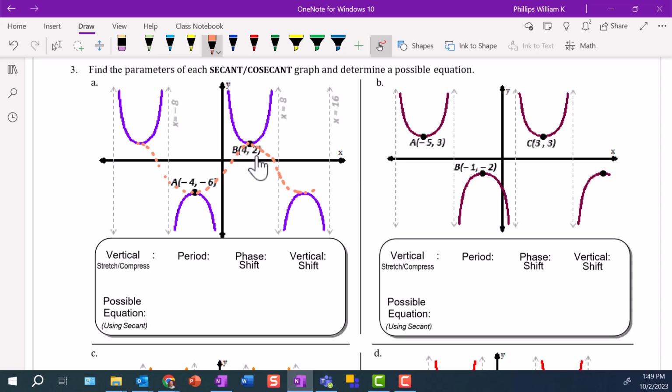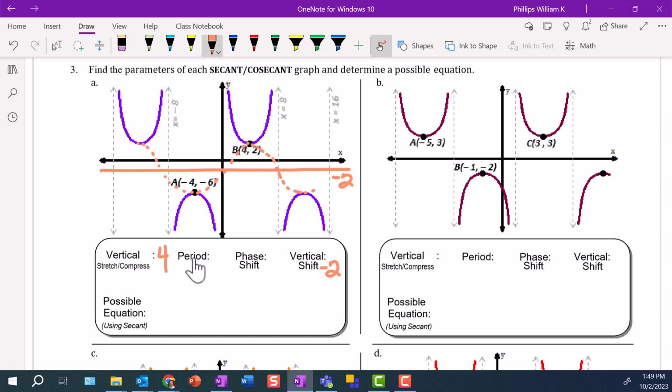So my midline here is actually going to be at -2. So here, this is my midline at -2. So that's my vertical shift. So my vertical stretch or compress, how far is this crest from the midline? Well, if this is -2 and that's 2, we just found it, 4.